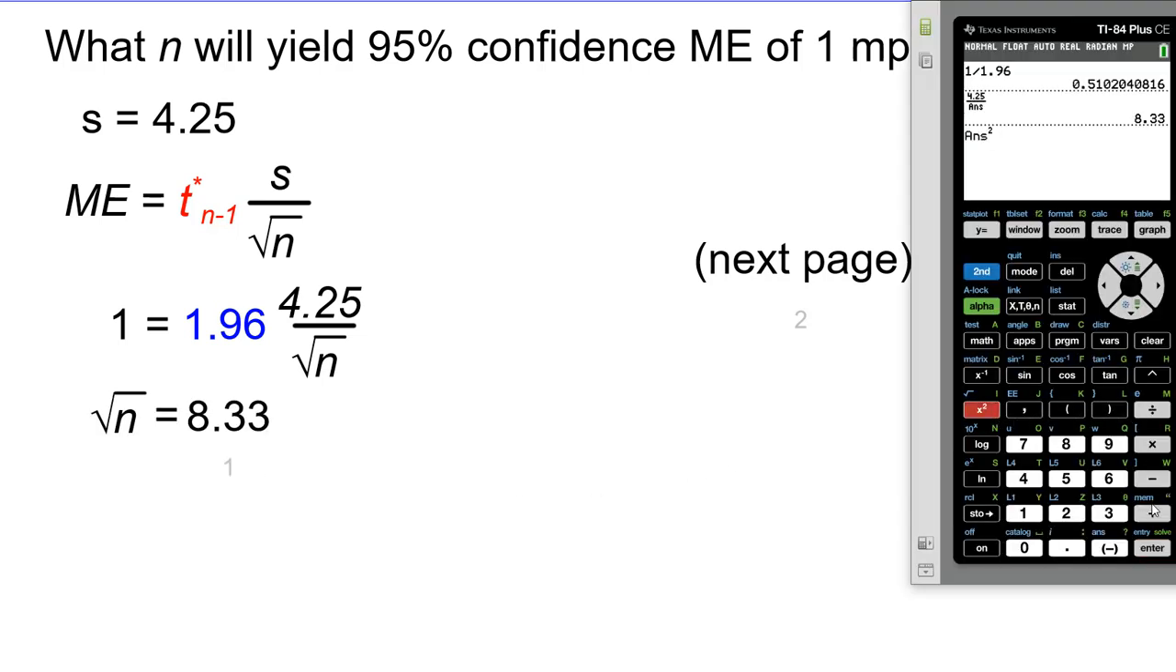So take that value and square it, which gives us an approximated sample size of 69. So we need to sample 69 cars in order to have the confidence of 95% with a precision of 1 mile an hour for our margin of error for our confidence interval.